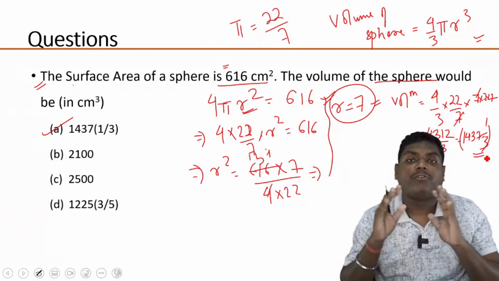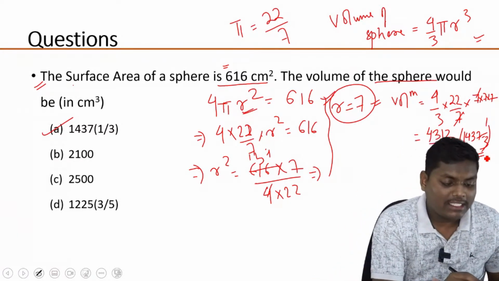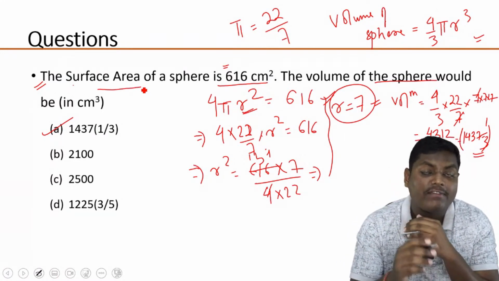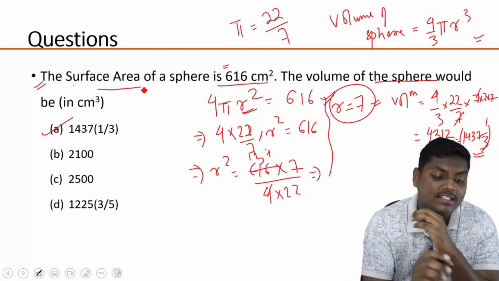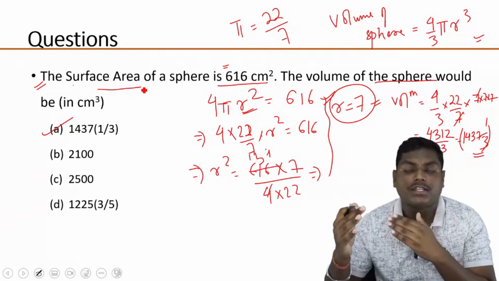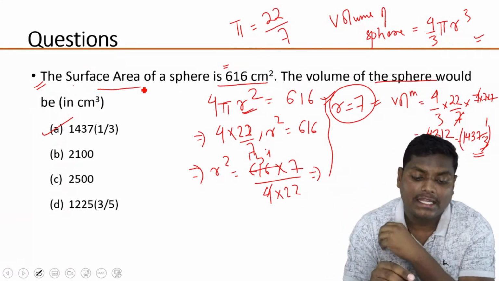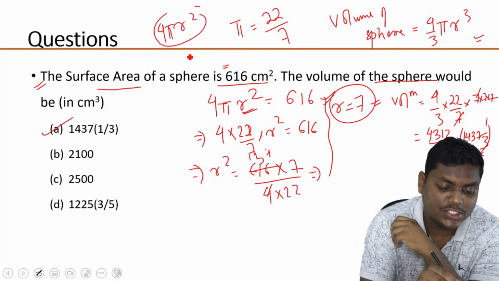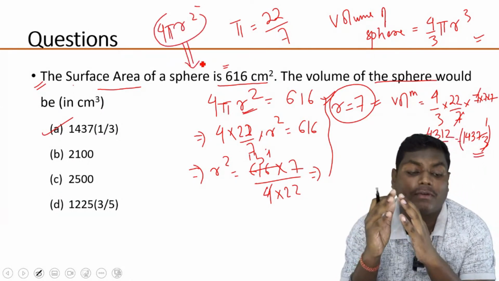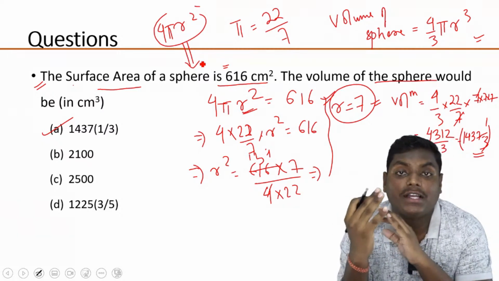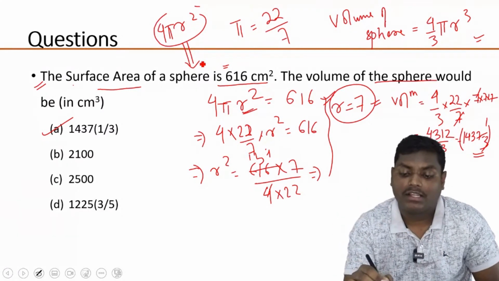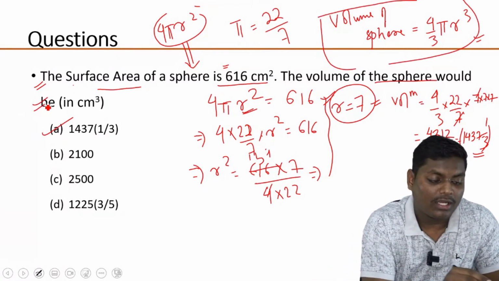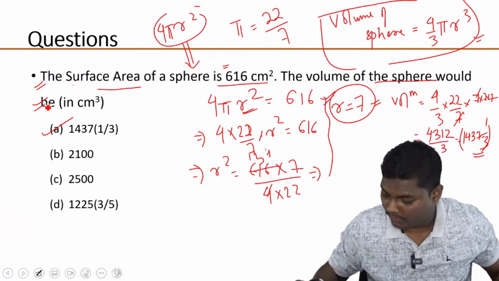I hope this is clear for everyone. I'll just repeat what we have done in this question. They have given us the surface area of the sphere. What do we know about the surface area? It is 4 pi r square. So we can correlate these two things and find the radius of the sphere. Once we know the radius, we can use that in the volume formula and get the volume of the sphere.